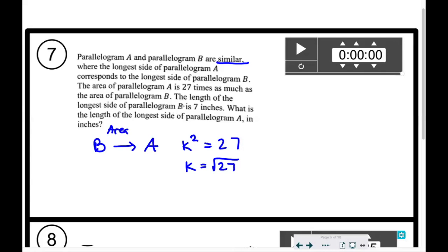And then the length of the longest side of B is 7 inches. What's the length of the longest side of A? So again, the scale factor is what I'm multiplying each side of B by to get A. So I'm just going to take the 7 and multiply by root 27. Now, this problem doesn't tell us how to round, so I'm just going to do that in the calculator. And remember that whenever you're putting in an open-ended problem like this, they want you to use 5 characters.